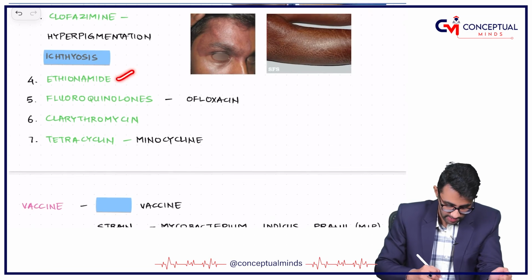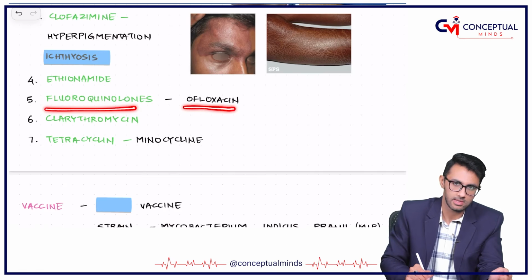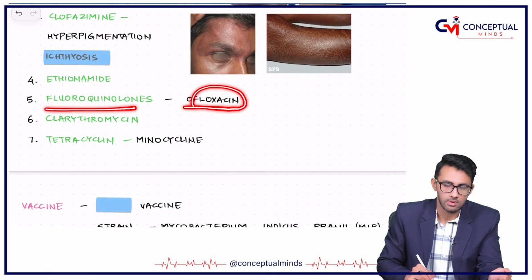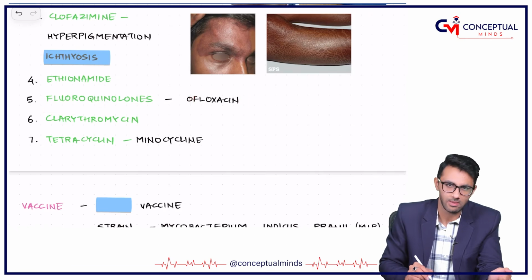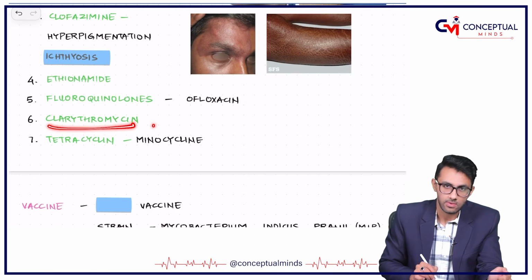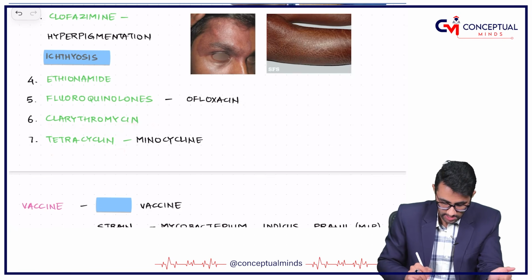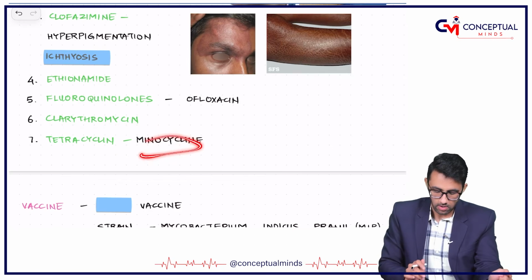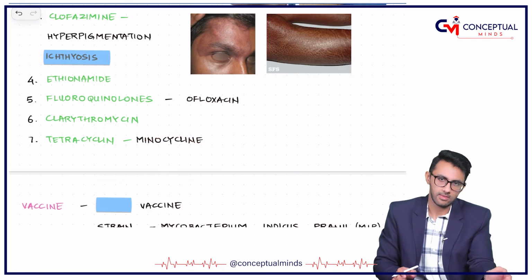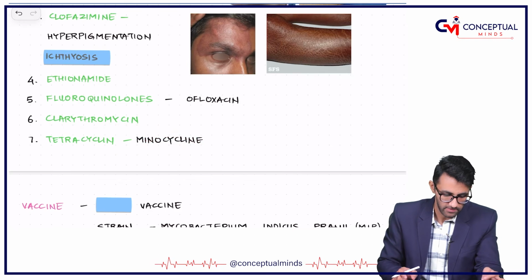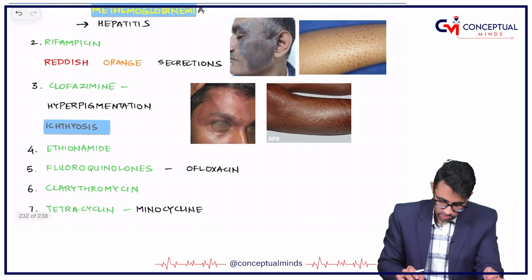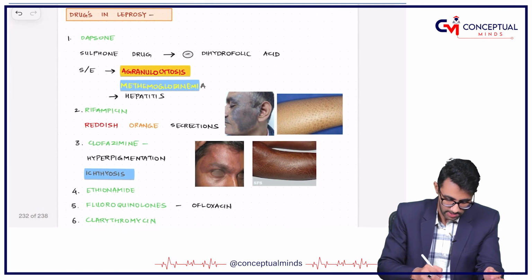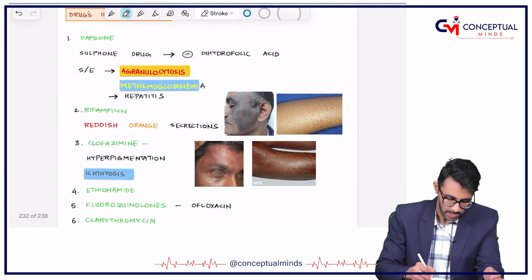This is ethionamide. We use ethionamide, and in fluoroquinolones we use ofloxacin. Ofloxacin is a very good drug. We also use it in typhoid. Very good response, 400 mg 2 times. Clarithromycin we use, and we use tetracyclines as well. In tetracyclines we use minocycline. So all the drugs are discussed in leprosy. Pretty much all are done.